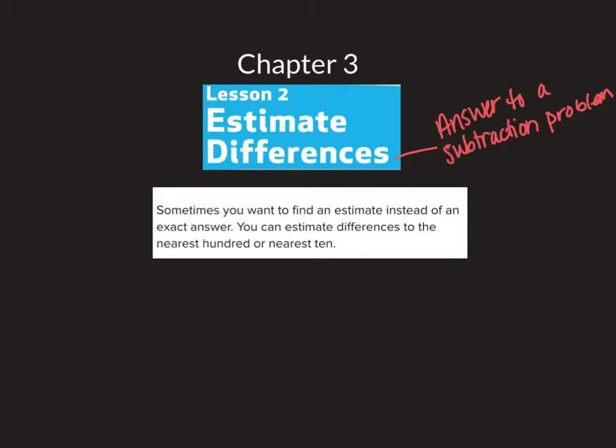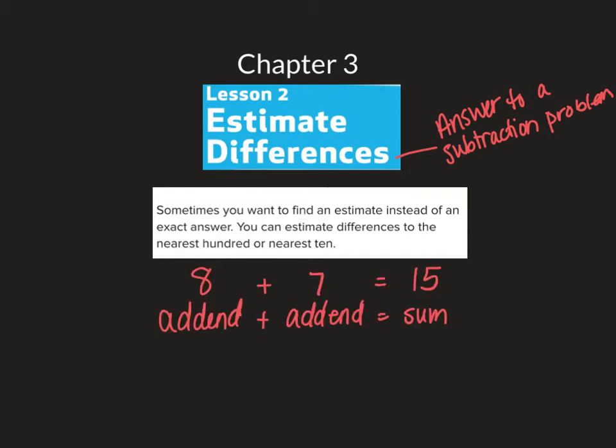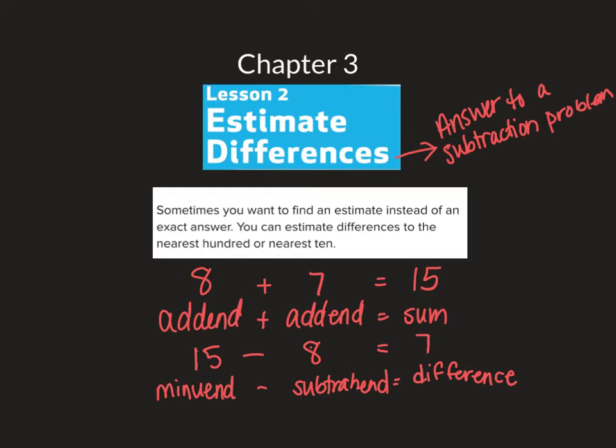Okay, so just like when we talked about addition before, we said addend plus addend equals sum. So in this example, 8 is an addend, 7 is an addend, and then 15 is the sum, the answer to an addition problem. Difference is the answer to a subtraction problem. Now in this example, 15 is the minuend, 8 is the subtrahend, and then the difference, or the answer to a subtraction problem, is 7.